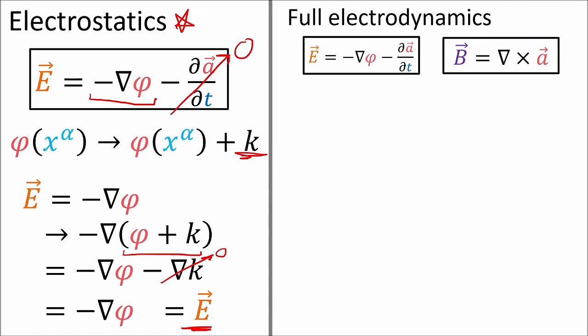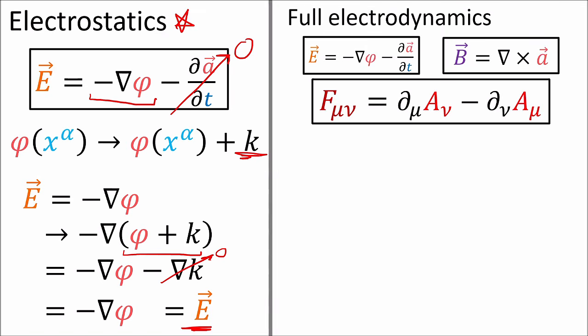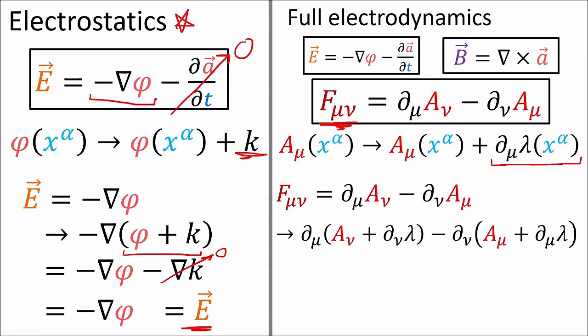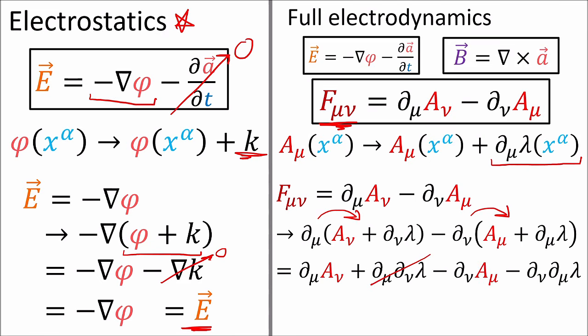In the full electrodynamics case, we've rewritten the E and B fields as the Faraday tensor F, shown here. Now let's transform the 4 potential A by adding the gradient of a scalar function, partial mu lambda. Now if we take our Faraday formula and transform A this way, after we distribute the derivatives, the lambda derivatives cancel, and the formula remains unchanged.